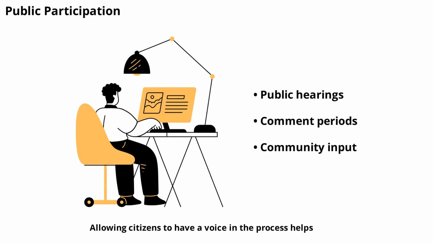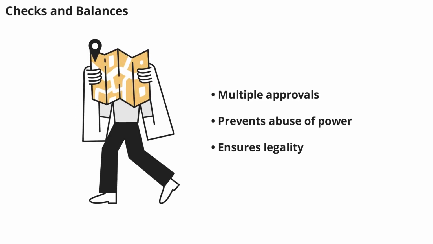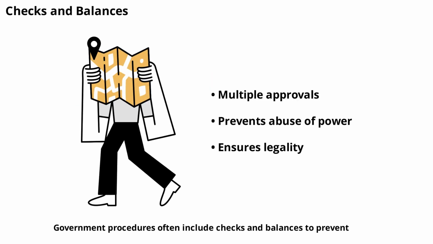Allowing citizens to have a voice in the process helps ensure that decisions reflect the needs and values of the community. It also increases transparency and accountability. Government procedures often include checks and balances to prevent any one person or group from having too much power. For example, a decision might require approval from multiple officials or agencies. This system helps ensure that all actions are legal and in the public interest.